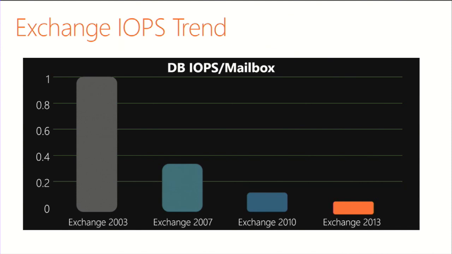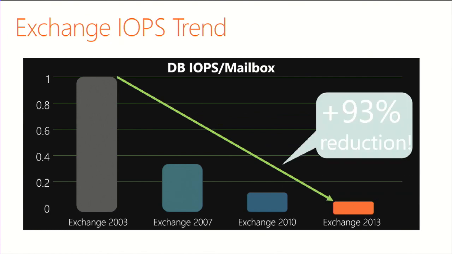And so, with Exchange 2013, we have a 93% reduction in I/O when you compare that same mailbox that was on Exchange 2003. That 1.0 mailbox is now 0.07 I/Os on Exchange 2013. Huge win there. But there's a lot more to it than that. Like I said, we want to get away from being focused on I/O. We want to be more focused on capacity.